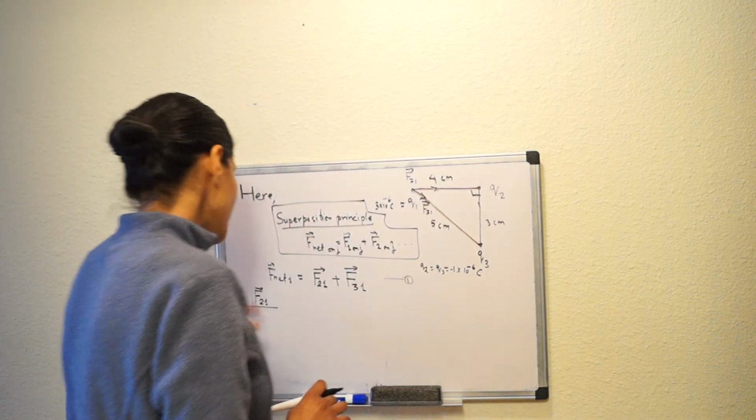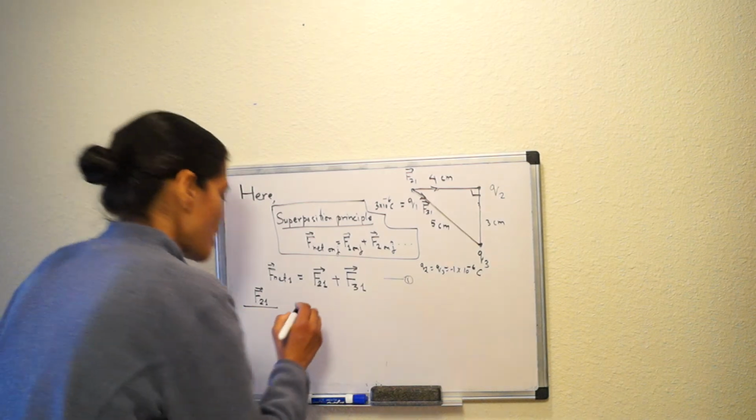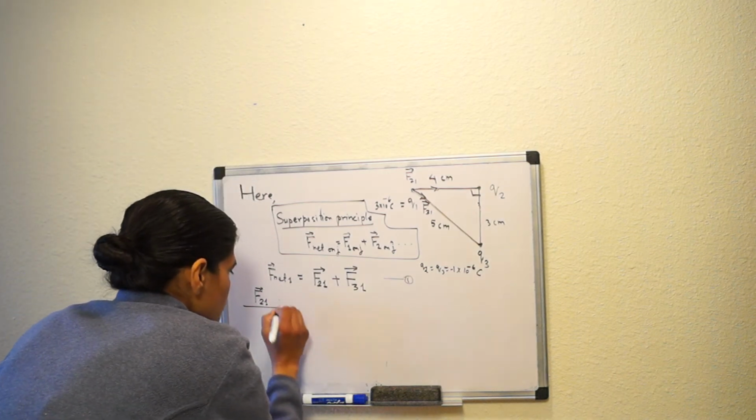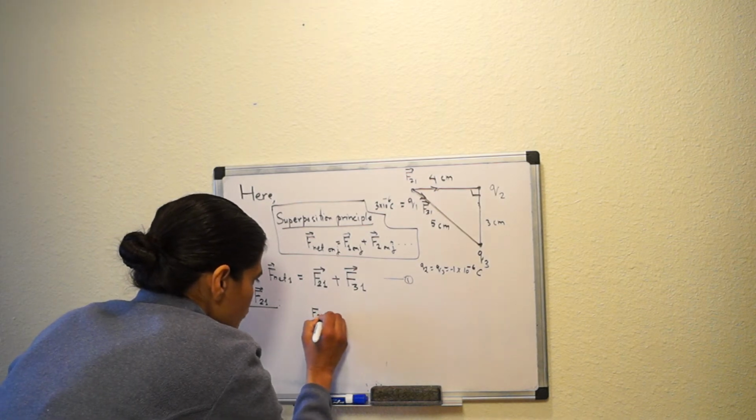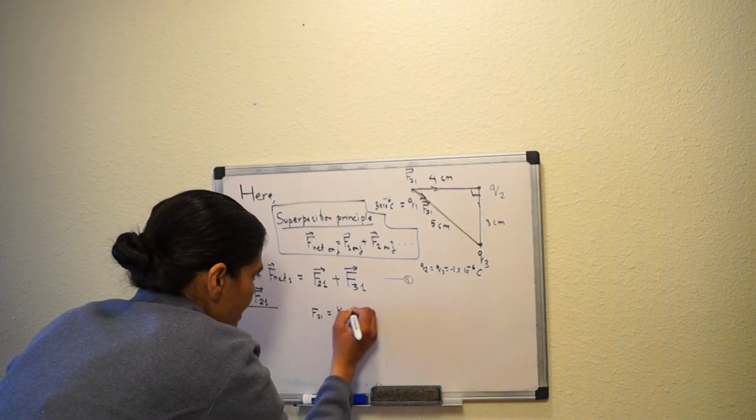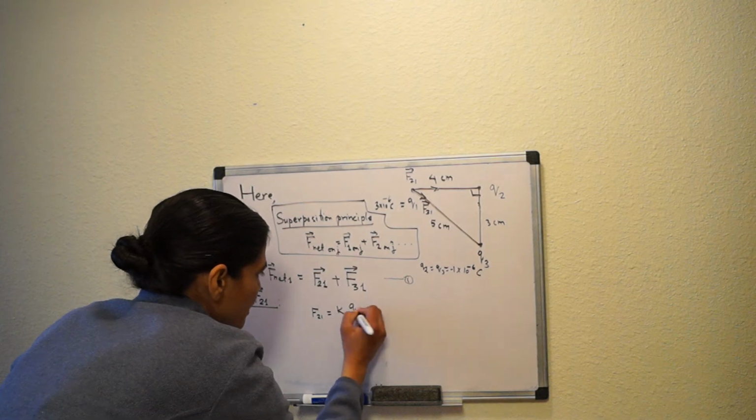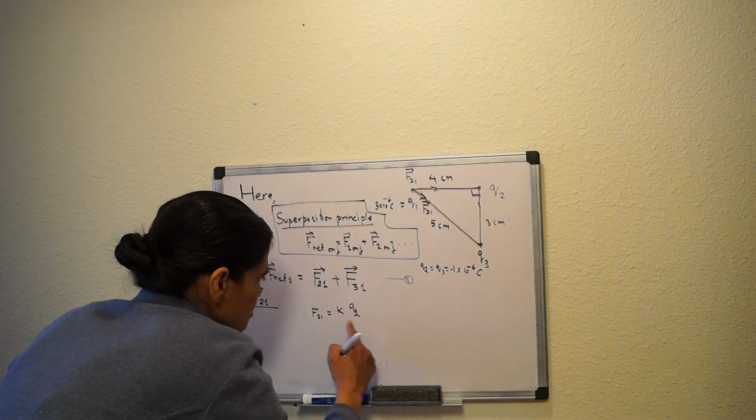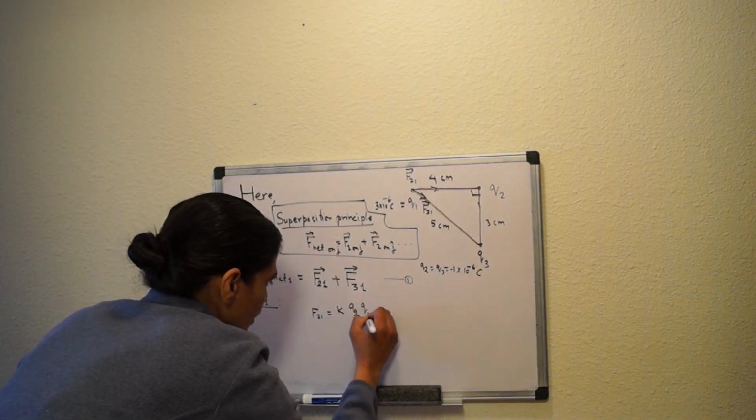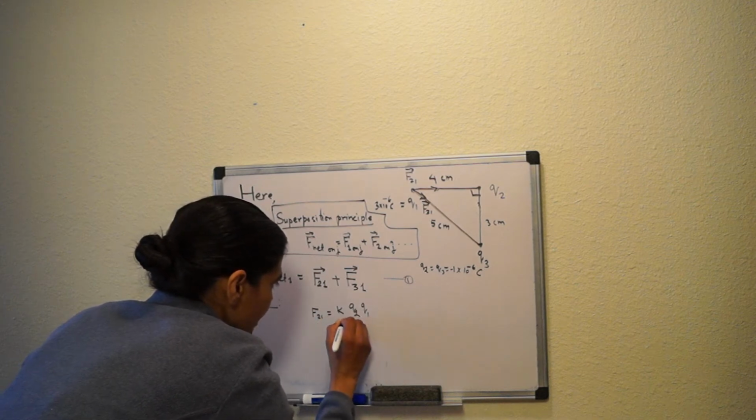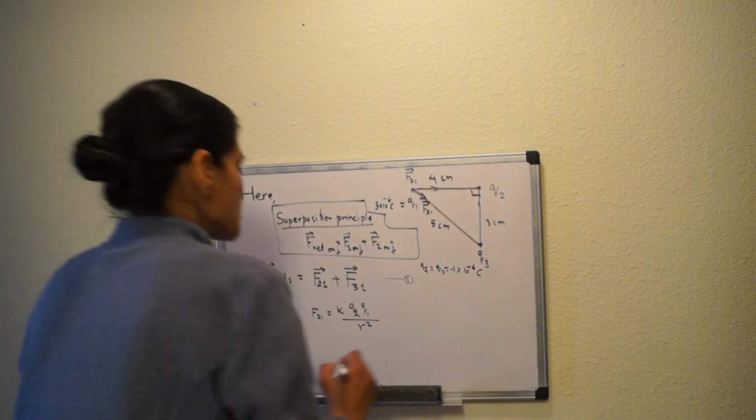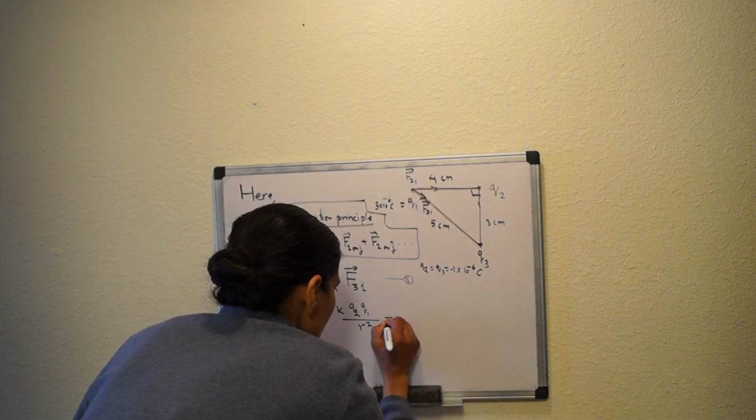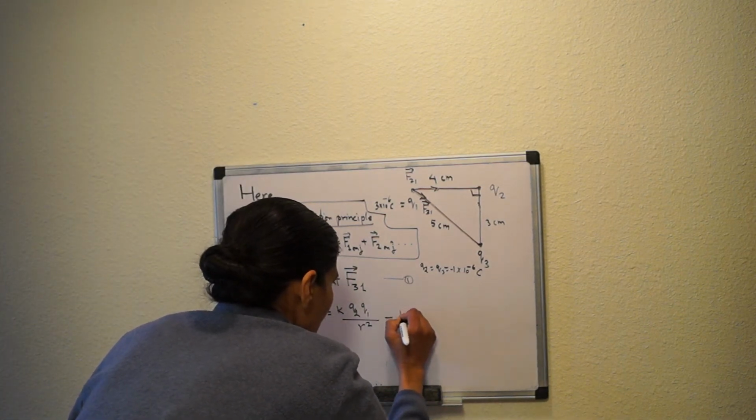Now let's look at F21. For F21, what do we get? Using Coulomb's law, F21 is equal to what? K Q2 Q1, because this 2 means 2 here and this is 1 here, divided by r squared, okay? This one turns out to be what?